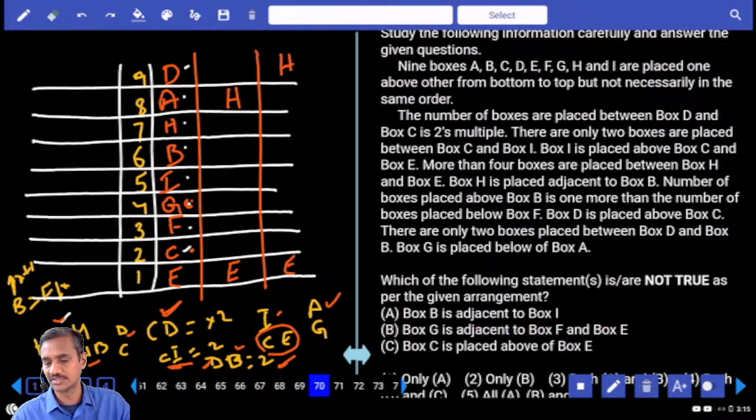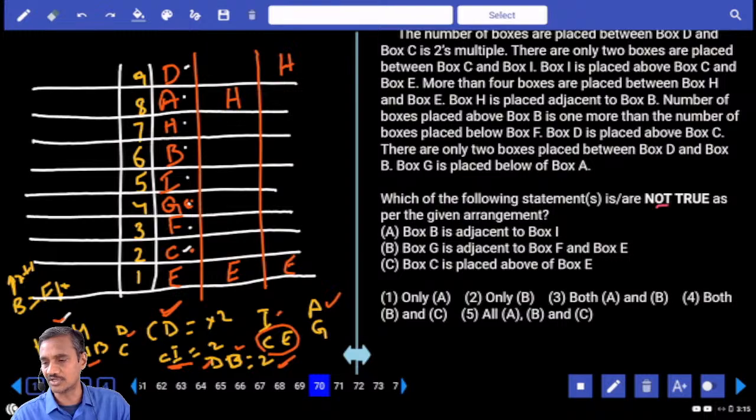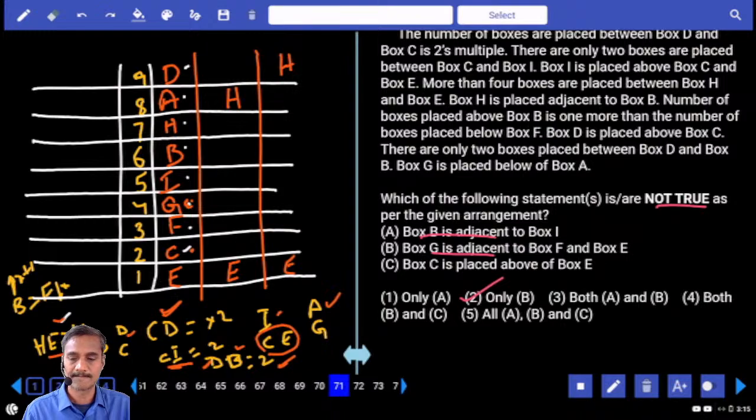Then 70. Which of the following is not true? B is adjacent to I. B and I are adjacent to each other, it is definitely true. G is adjacent to F and E, that is definitely false. C is placed above E, that is also true. So what is the answer here? Only B. It is choice 2, question number 70.